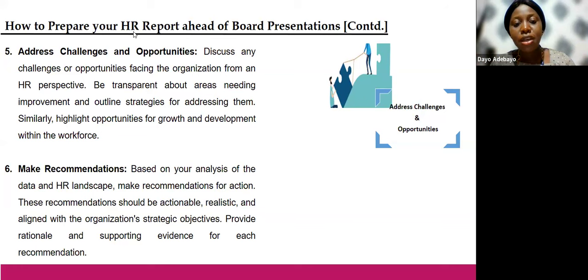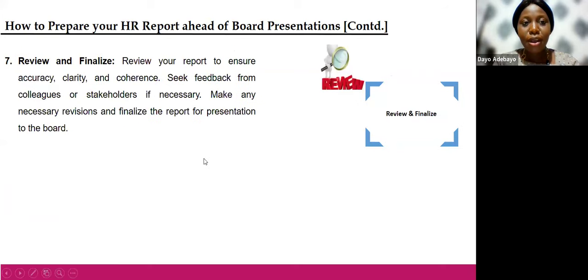Another thing: provide rationale and supporting evidence for each recommendation. Tell a story behind it so that they can easily understand and see that you are there to help them deliver, to help them achieve the organizational goal. This is very, very important. How valuable or how rich your recommendation is also very important. From your data, you put all these things together and they can see that we are here to assure them that their interest is protected.